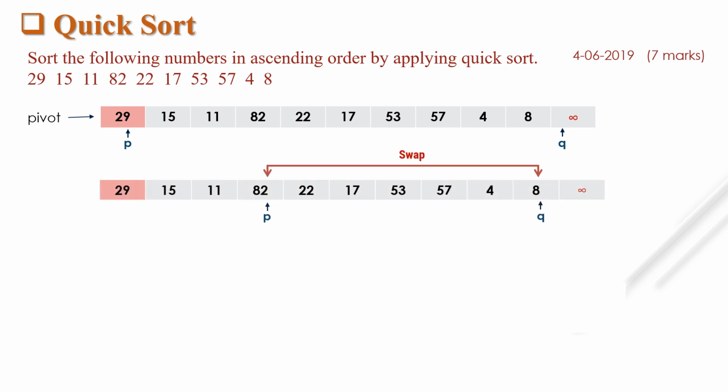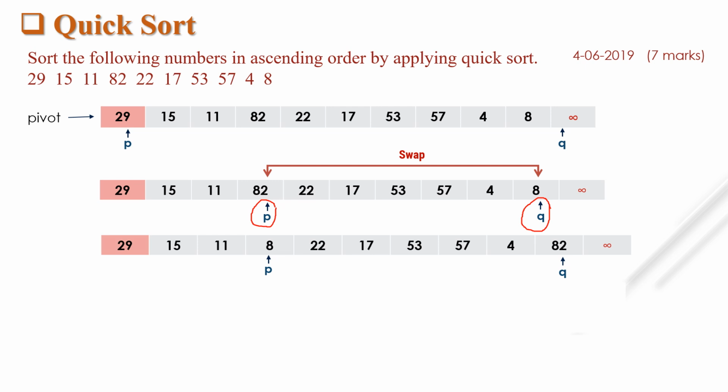Okay, now p and q both are stopped. They are not crossover. If they are crossed, then we have to swap the value of q with the pivot. ओके, अगर वो क्रॉस हो गए होते तभी हमें क्यू पॉइंटर का एलिमेंट जो है उसे हम पिवट के साथ स्वैप करते, बट अभी क्या हुआ? क्रॉस हुए नहीं. सो वी हैव टू स्वैप पी पॉइंटर वैल्यू एंड क्यू पॉइंटर वैल्यू. ओके, तो एट द प्लेस ऑफ 82 8 आ जाएगा, एट द प्लेस ऑफ 8 82 आ जाएगा. ओके, सो दिस विल बी द आंसर.